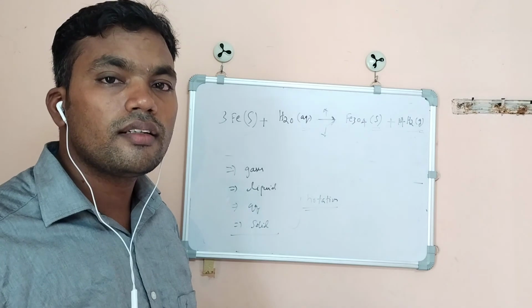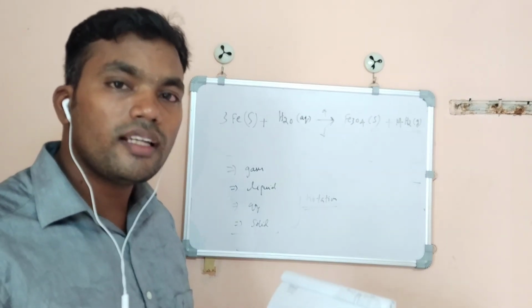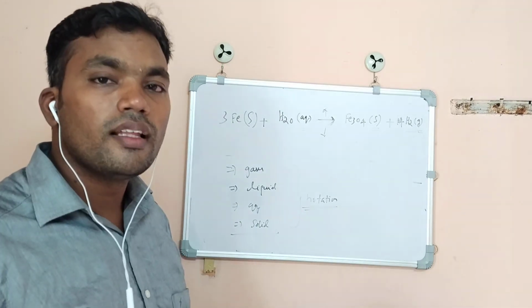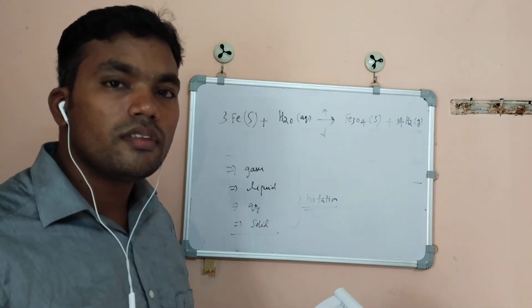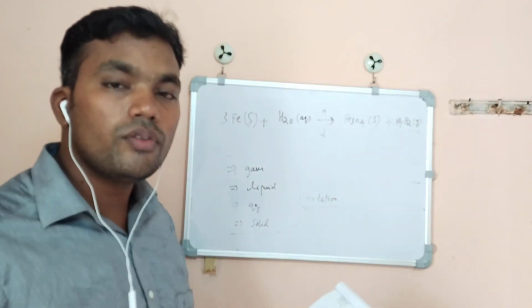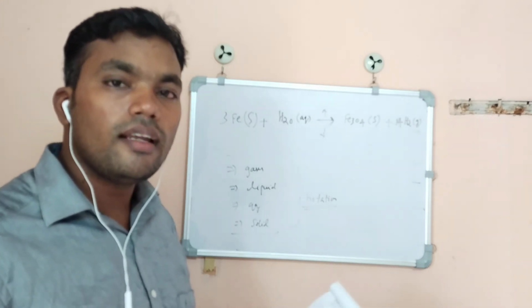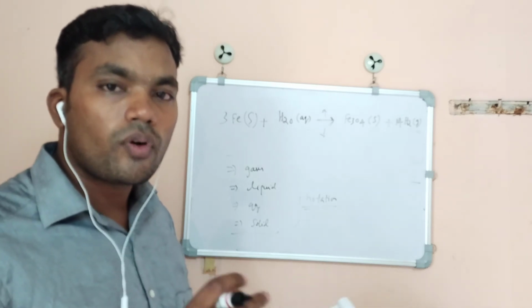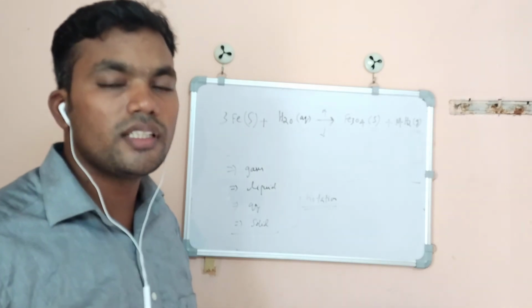In this class you have learned the basics of how to write chemical equations from sentence form to formula form. Then you have learned how to balance unbalanced chemical equations, and how to write the physical state of the reactants and products. These informations you have learned from this video.